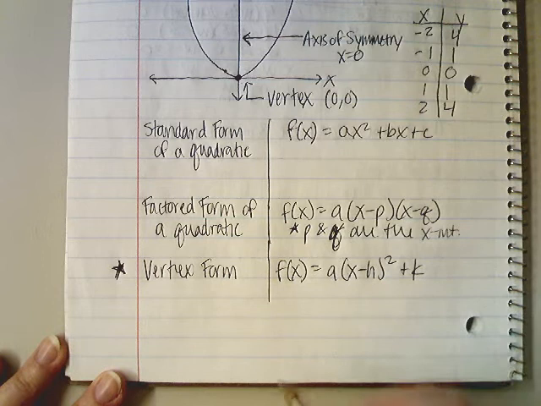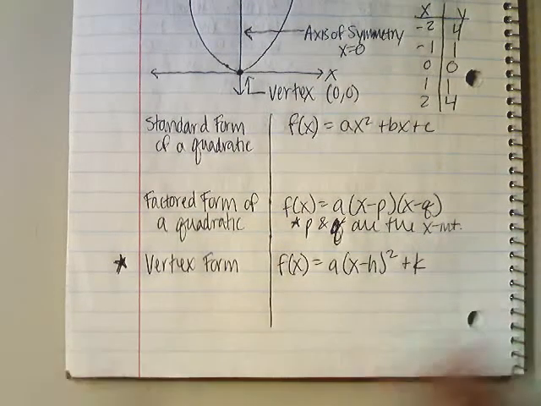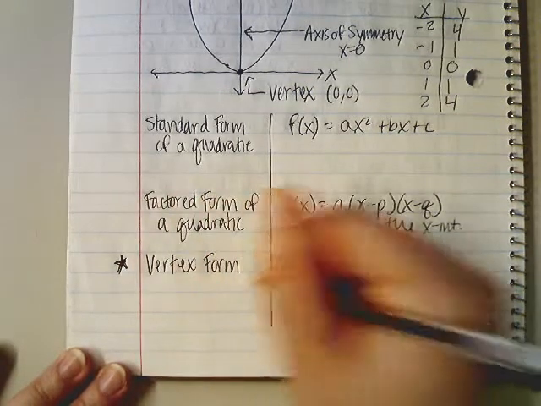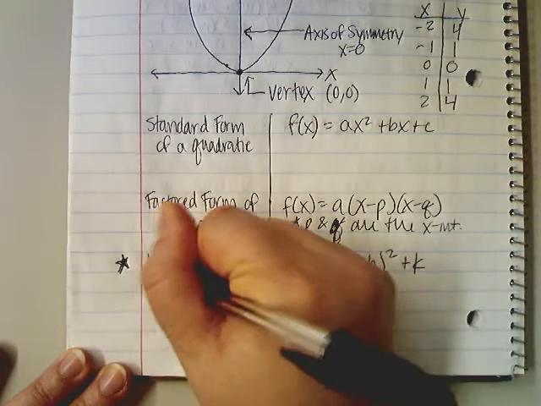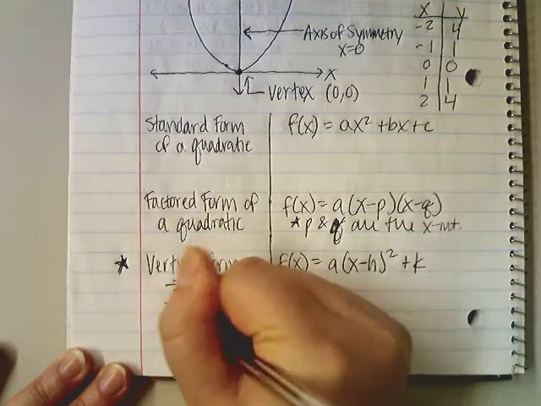So this might remind you of the transformations with absolute value functions where our vertex is h and k, and similarly that will be the case for our quadratics as well. So tying this into what we've done previously, in this problem, I'm going to put an arrow for each variable we're going to talk about.